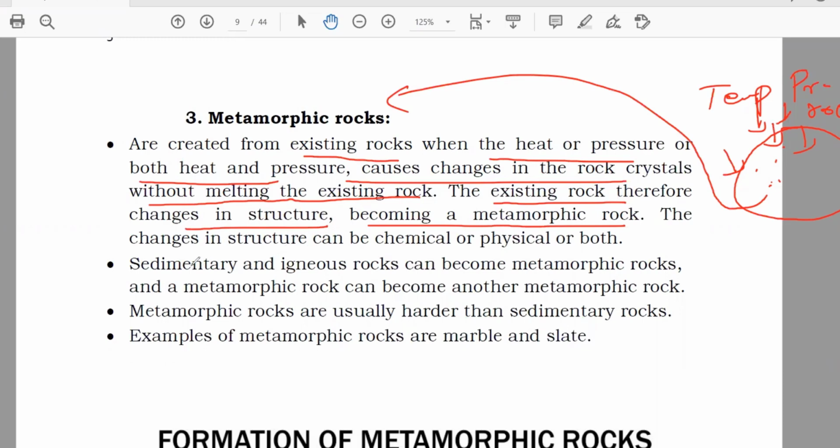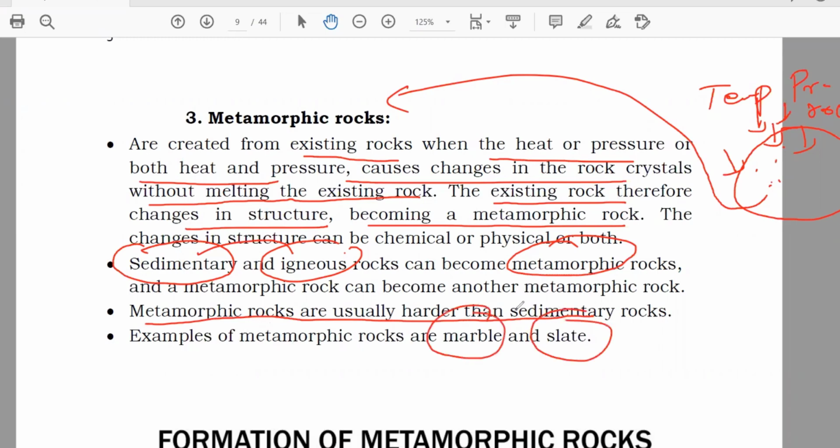Which rocks have we already studied? We already studied sedimentary rocks and igneous rocks. So it means that if these rocks get heat and high pressure, these sedimentary rocks and igneous rocks can be converted into metamorphic rocks. And metamorphic rocks are usually harder than sedimentary rocks. The examples of metamorphic rocks are marble and slate.